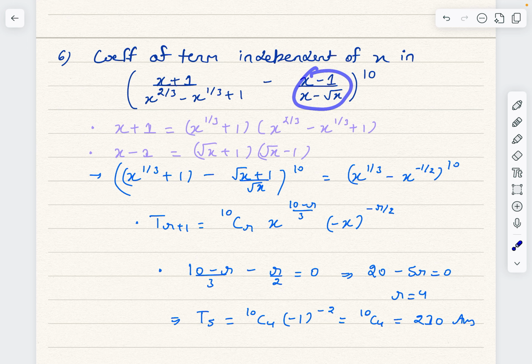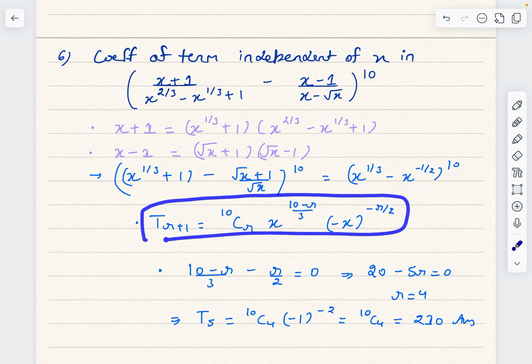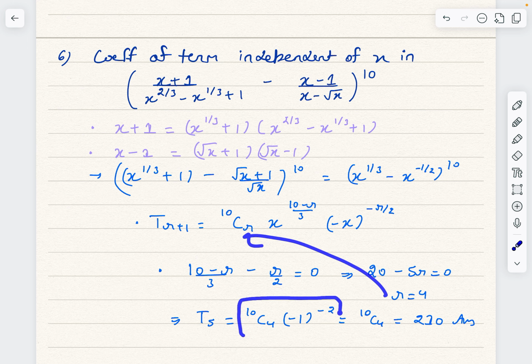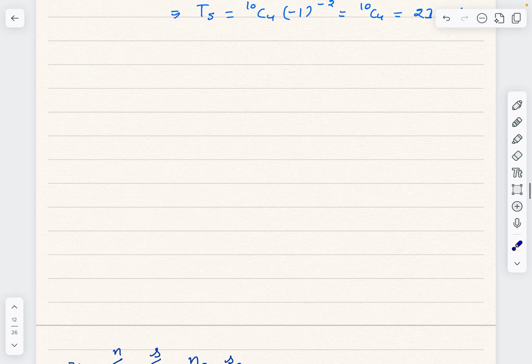And this second thing will come out to be root x plus 1 by root x. When you simplify further, you get (x^(1/3) minus x^(-1/2)) whole power 10. We want independent of x, that means the constant term. So at the general term, find the power of x and equate to 0. We get r as 4. Put it here, you get 10C4 times (minus 1) power minus 2. So just put 10C4, that is 210. Next, guys.